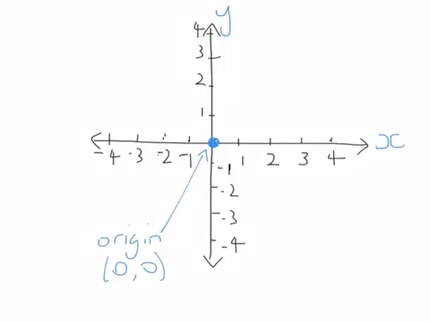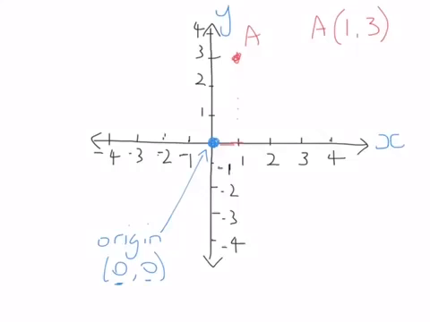Now, a point on the number plane has two coordinates. The first one is always the x, the second one is always the y. So, if I wanted to plot a point, let's call it A, and I wanted to have coordinates 1, 3, starting at the origin, I go across 1 and then up 3. So my point A is there.